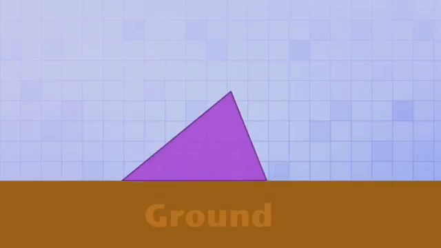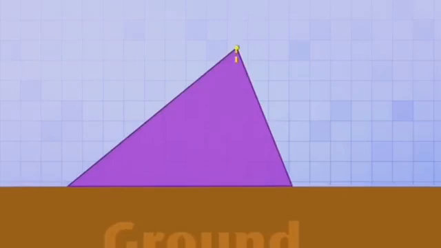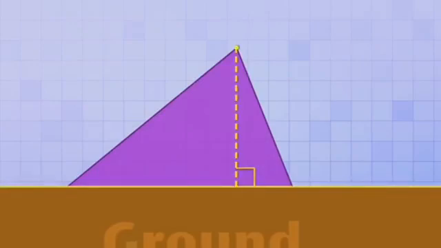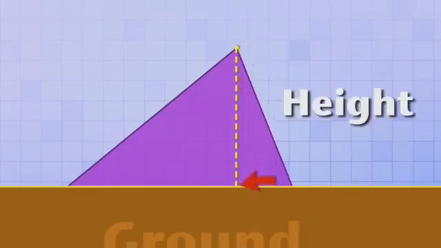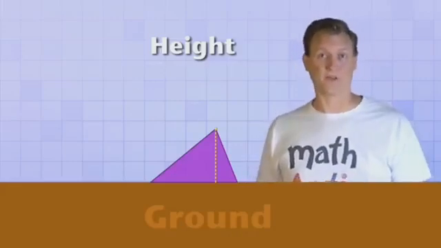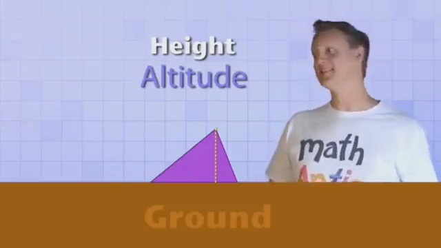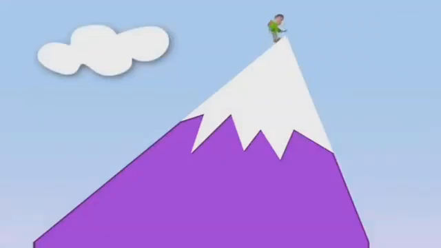Next, we find the highest point of the triangle, which is the vertex that's not touching the ground. From that point, we draw a line straight down to the ground. The line we draw must be perpendicular with the ground. The length of that line, from the tip of the triangle to the ground, is called the height of the triangle. Oh, some people call the height of a triangle the altitude, which makes a lot of sense if you pretend that your triangle is a tiny little mountain.